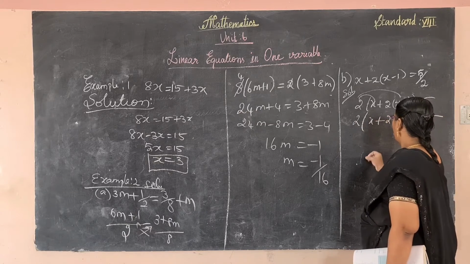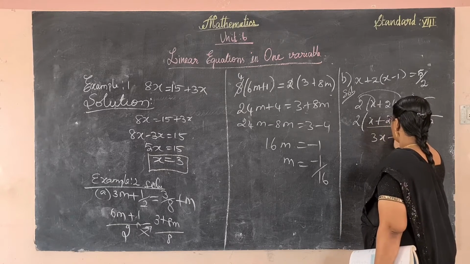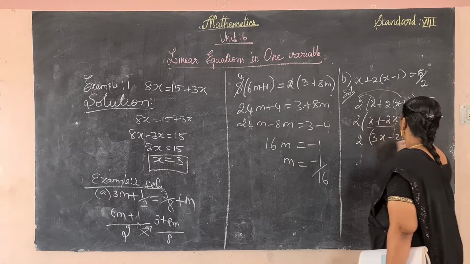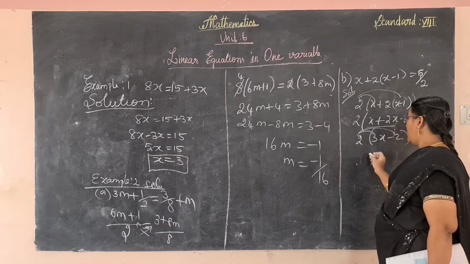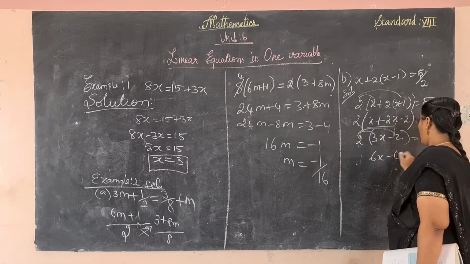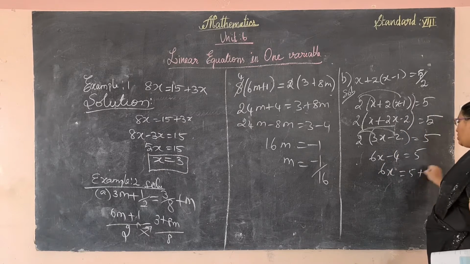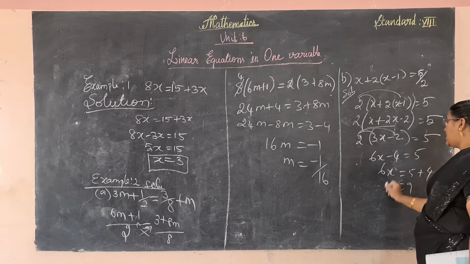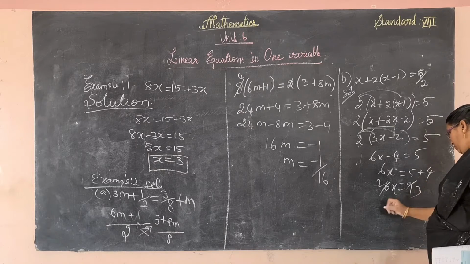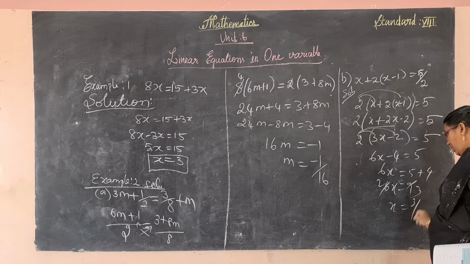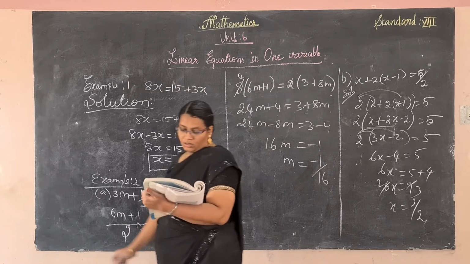Now add these like terms, 3x minus 2 equal to 5. Now multiply each term. Okay. So 6x minus 4 equal to 5. So 6x equal to 5 plus 4, this comes to this side. By using the transpose method, it cancels, 3 2s are 6. So x equal to 3 by 2. This side comes to this side as division. Okay.